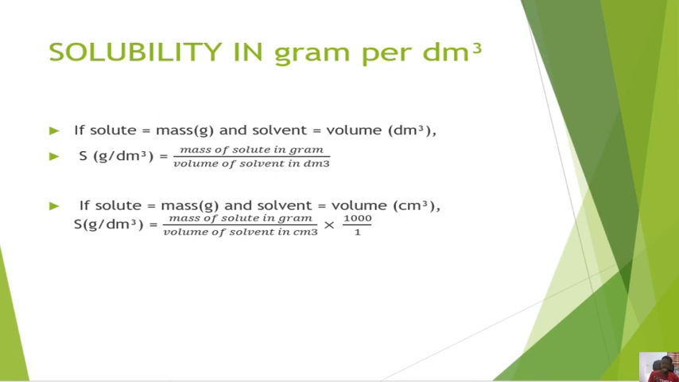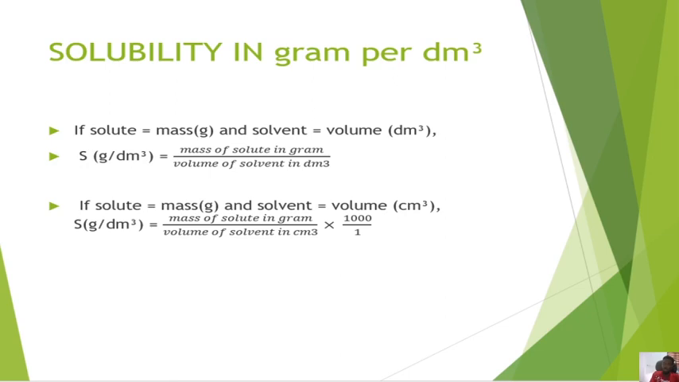So note, it means that the mass of the solute would be in gram, and it will be on top, divided by the volume of the solvent, which will be in dm cube. So just as the first scenario, if you have solutes in gram and solvent in dm cube, your solubility in gram per dm cube is simply gram divided by the dm cube solvent. On the other hand, if your solute is in gram and your solvent is in cm cube, based on the conversion of cm cube to dm cube, the mass of the solute will be divided by the volume in cm cube, but you need to times by 1000 over 1.